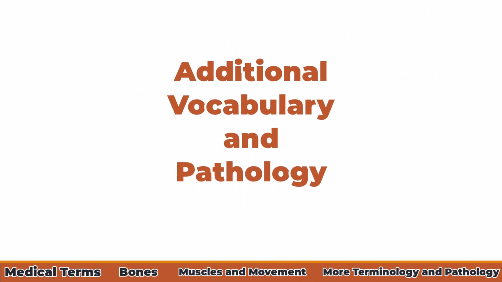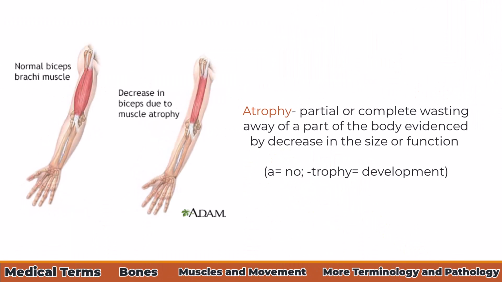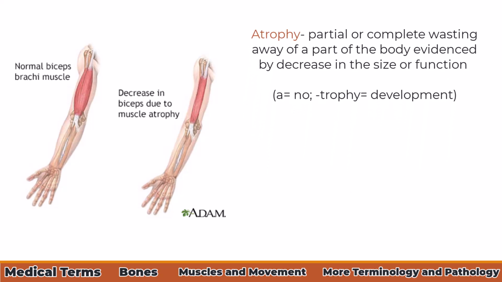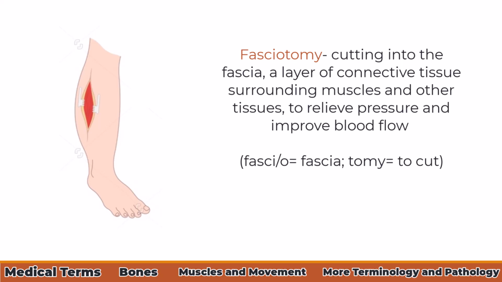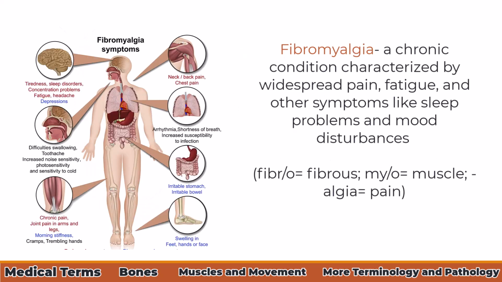Here are some additional terms and pathology that will better help you understand this portion of the chapter. Atrophy, partial or complete wasting away of a part of the body evidenced by decrease in the size or function of a cell, organ or tissue. Amyotrophic, no muscle nourishment, which describes the process of muscle wasting away. Fasciotomy, cutting into the fascia, a layer of connective tissue surrounding muscles and other tissues to relieve pressure and improve blood flow. Fibromyalgia, a chronic condition characterized by widespread pain, fatigue, and other symptoms like sleep problems and mood disturbances.